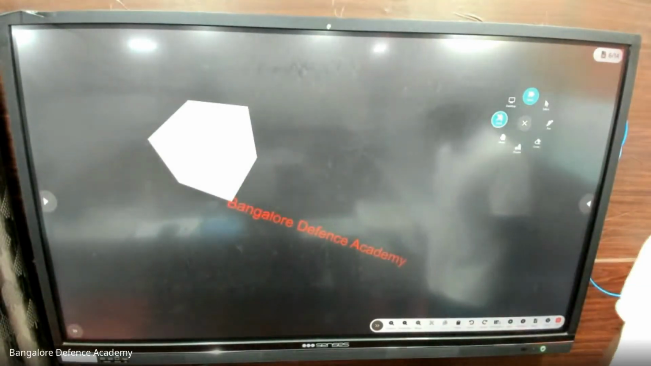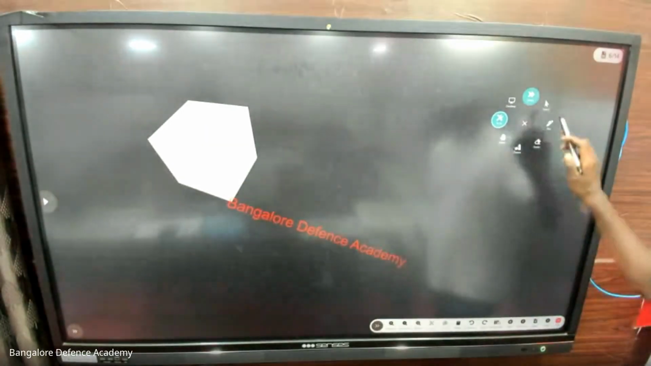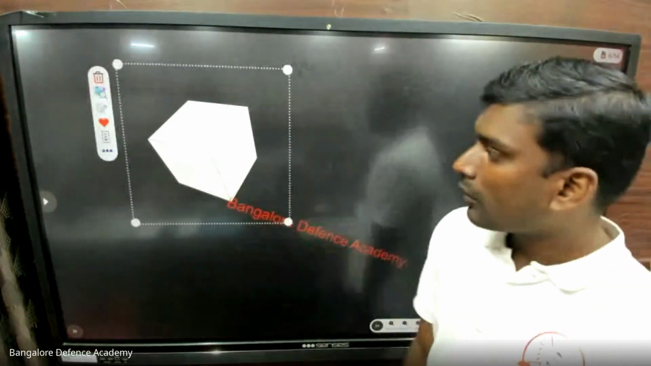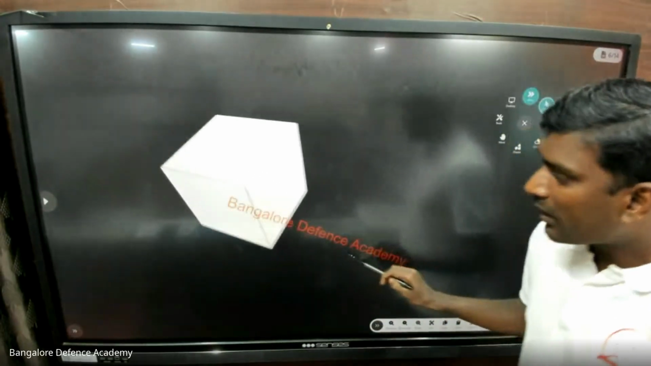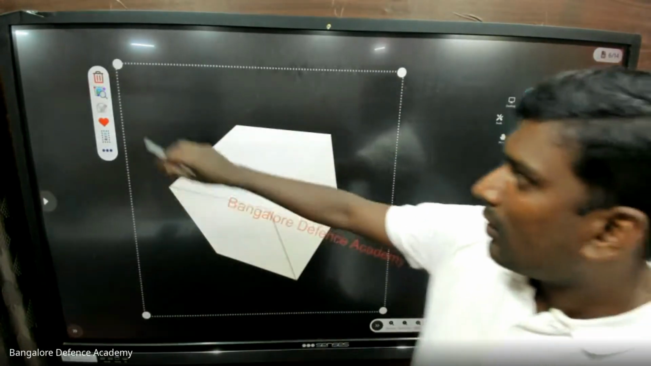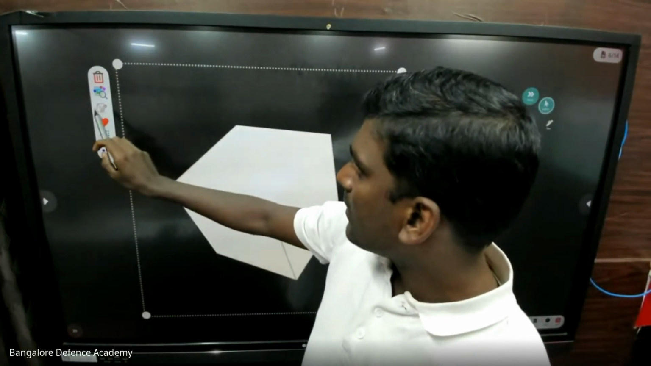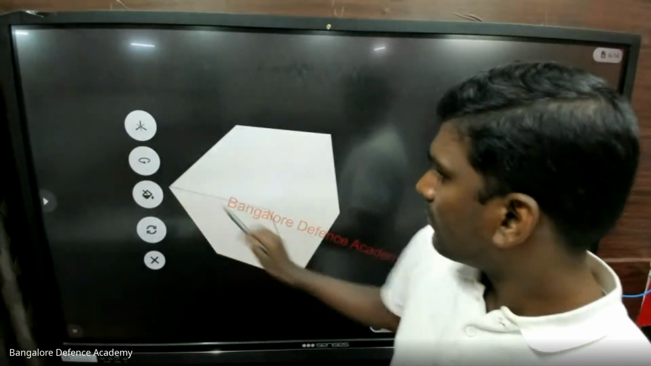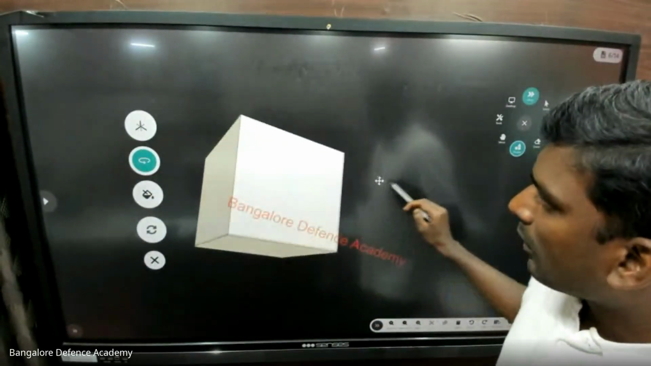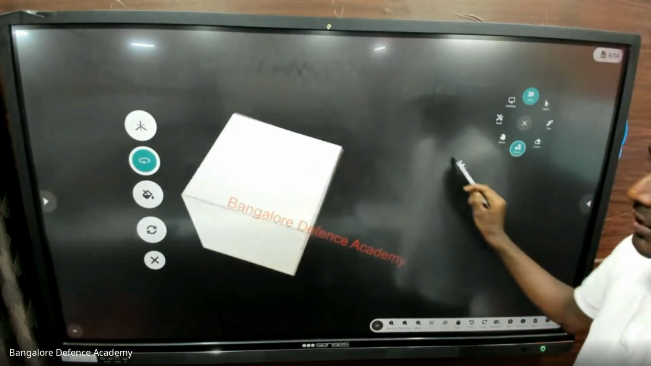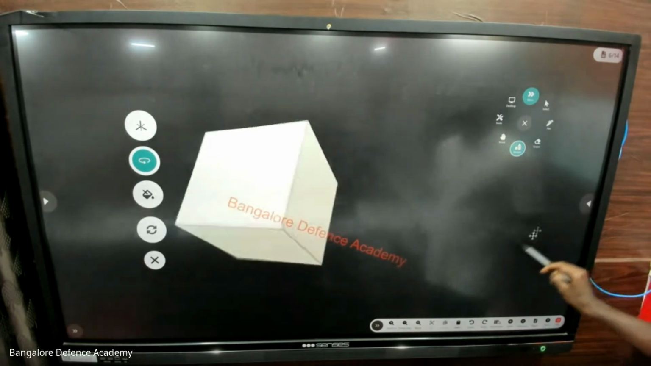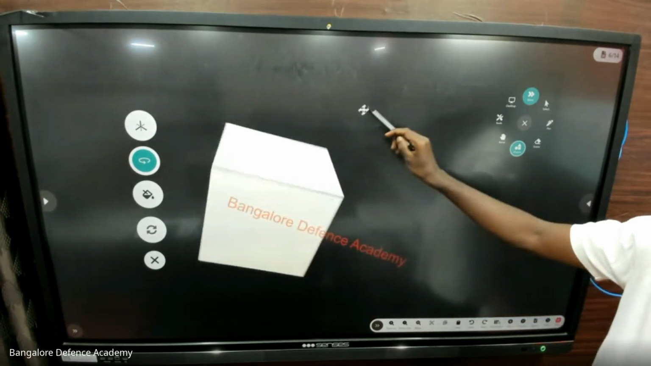Okay, what can you see on the screen here? Look here now, everyone. Now we are into the 3D chapter. Now this is called a cube. Okay, now look at this. Can you see all sides are equal? Yes, sir. How many sides does the cube have? Sir, 6.